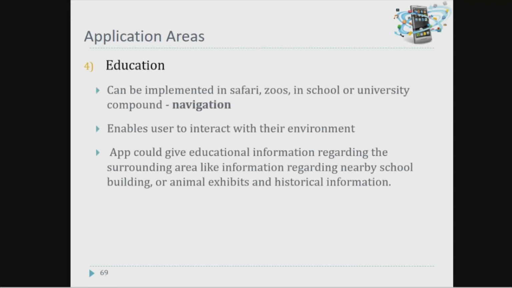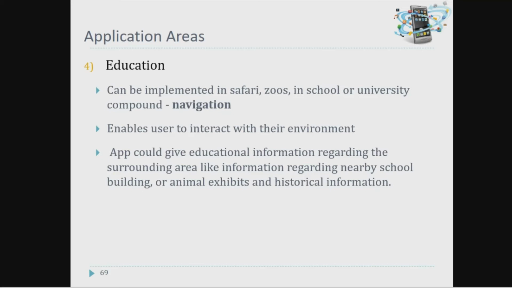Okay, number 4, for education. So location-based awareness also can be applied to the education system. Let's say you want to come up with an application for education. So you can use location awareness. It can be implemented in a safari, zoo, school, or university for navigation, because we deal with the latitude and longitude, the coordinates of the current position. It enables the user to interact with the environment.